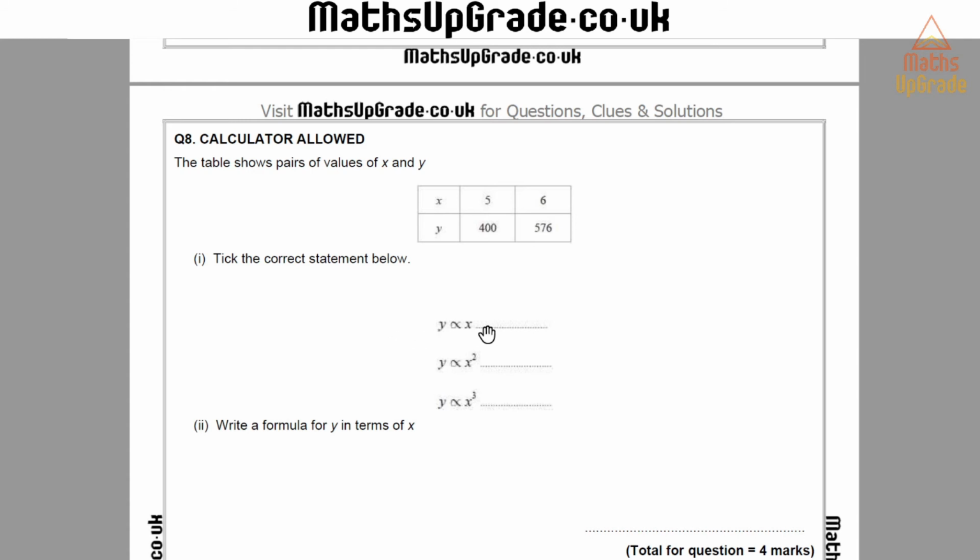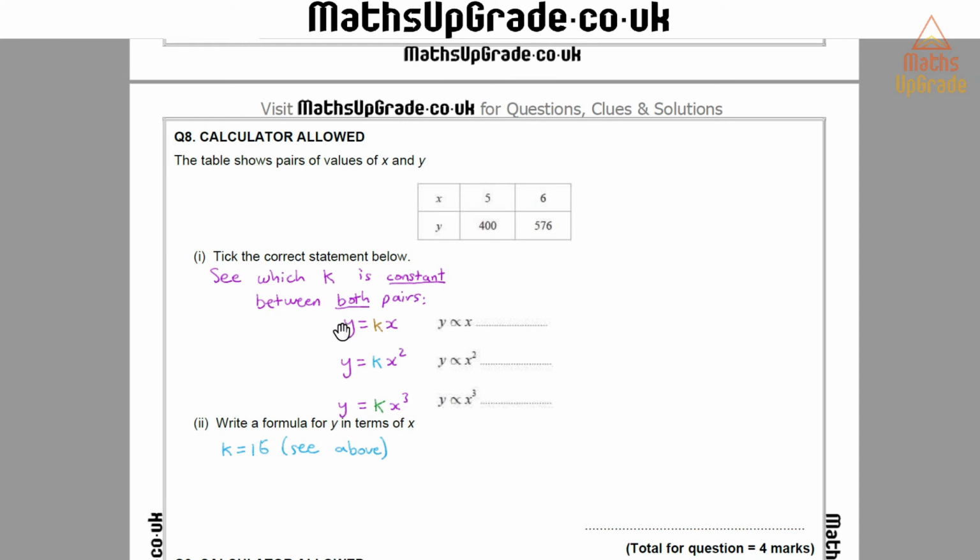So is y proportional to x? Is it proportional to the square of x, or is it proportional to the cube of x? Okay, let's write each of these proportionalities as equations. So I've either got y equals kx, y equals kx squared, or y equals kx cubed. What I'm going to do is rearrange each equation so that k is the subject. So for the first one, I'll get k equals y over x. So k is y divided by x if this is true.